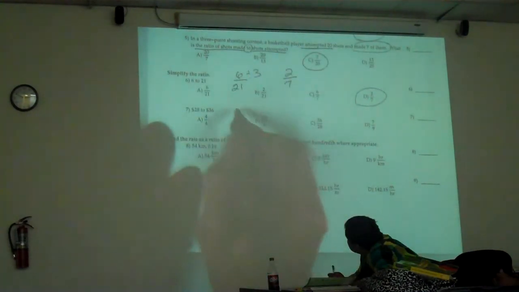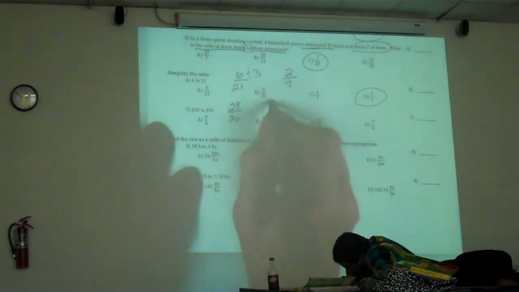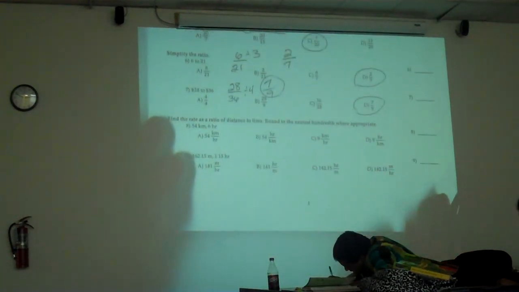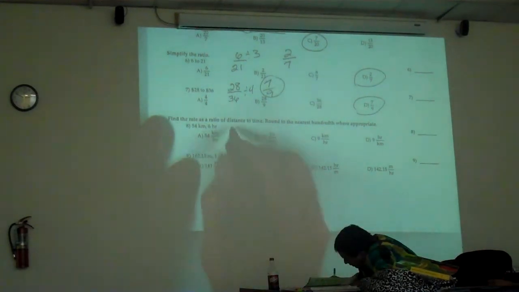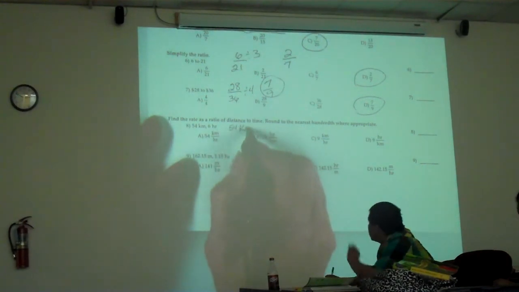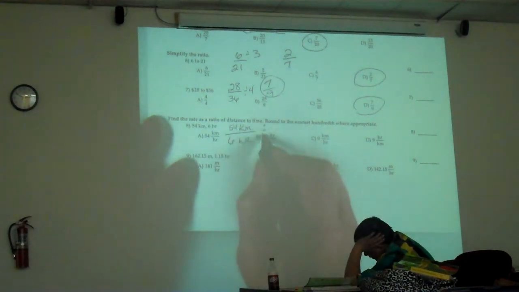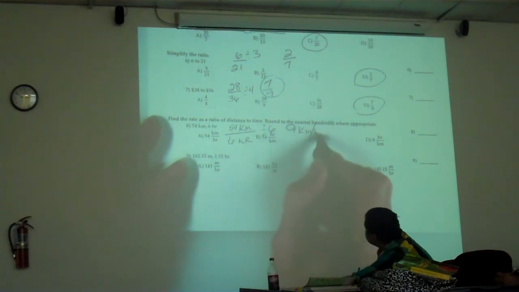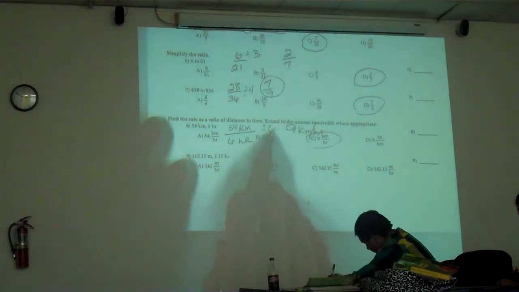Number 7, $28 to $36. So divide by 4. Divide by 4, 7 ninths. Number 8, 54 kilometers in 6 hours. Kilometers over hours, per hour. So you're dividing by 6, right? Yes. Gives you 9 over 1, which is 9 kilometers per hour. We divide by 6, you get 9.